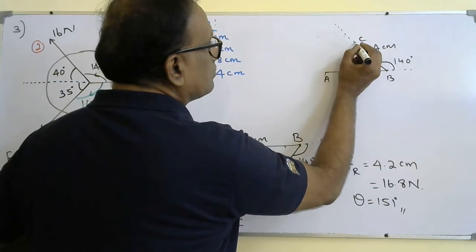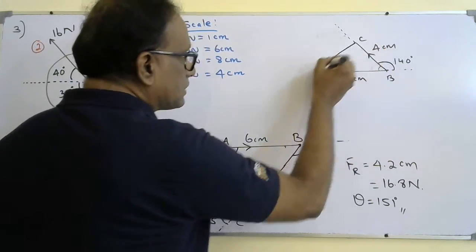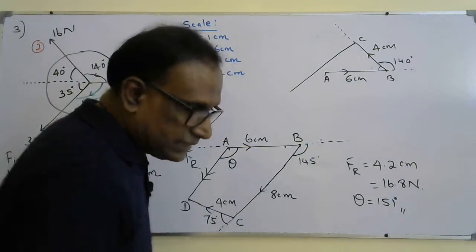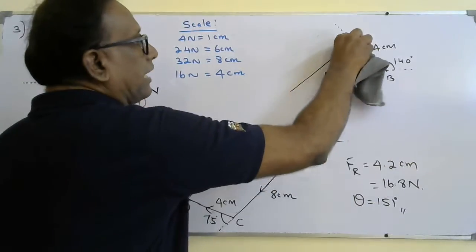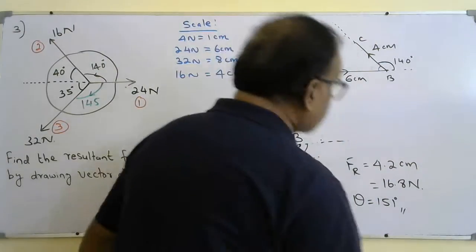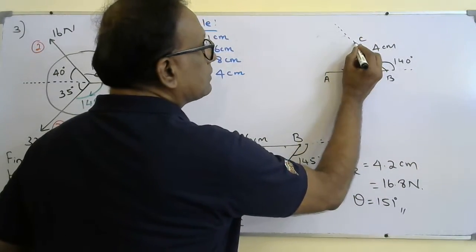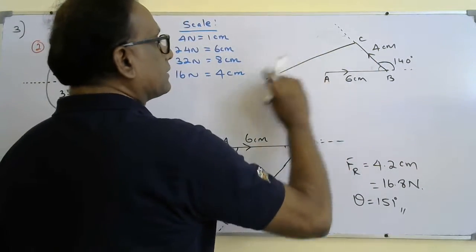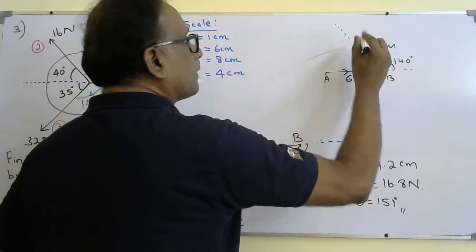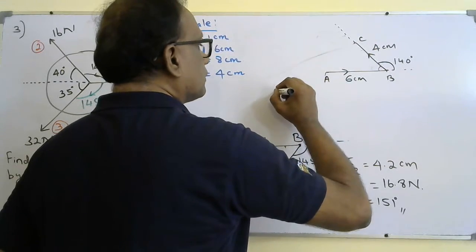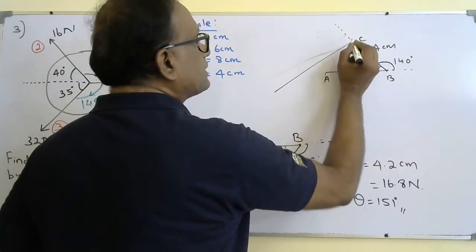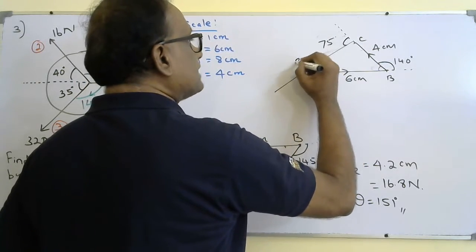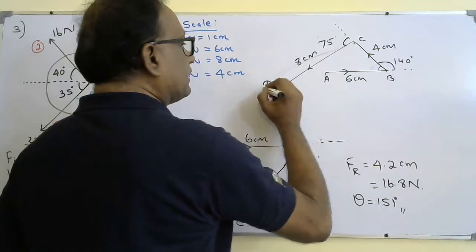Something like this you will get, 8 centimeters. I think it's a little inside. Drawing, you try it. I am drawing without any measurements. 75 degrees, measure it. Something like this. Okay. Something like that, 75 degrees, and draw a line of length 8 centimeters. That will be D.